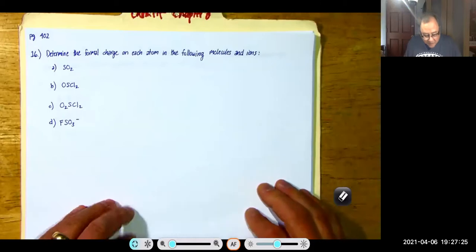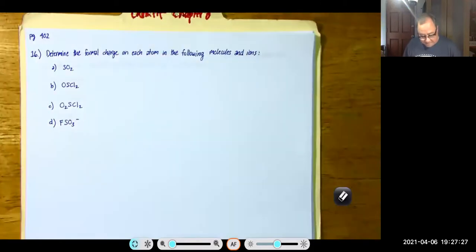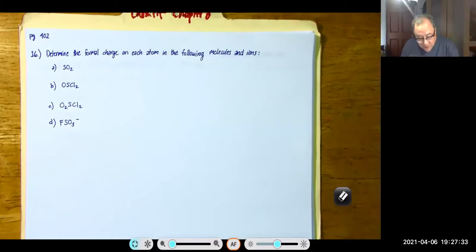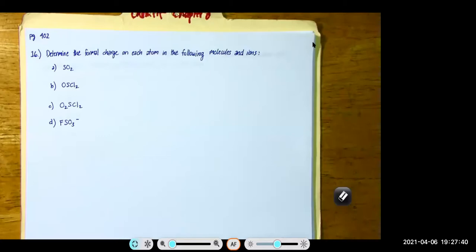Now, once you come up with the Lewis structure, how can you check it? The formal charges. And once you assign the formal charges, how can you decide if you're correct or not? If they're 0 or not.